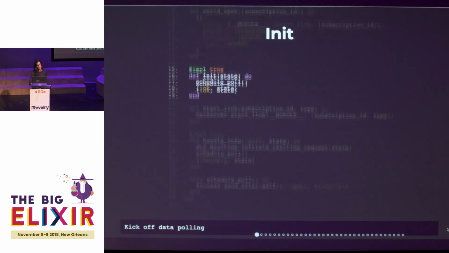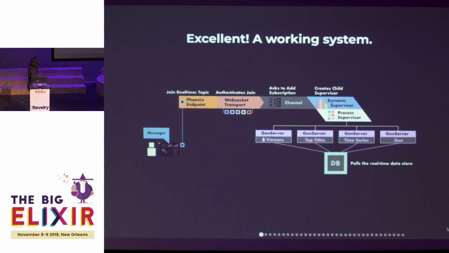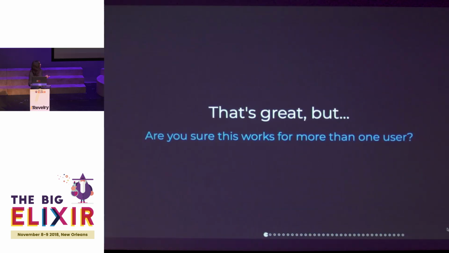And we have one of these GenServer workers for each one of our organization customers. So say one of our organization customers joins a dashboard. They successfully join a channel topic. Then they ask a dynamic supervisor to spin up a supervision tree to poll our database for their specific information. Great, we have a working system, right?